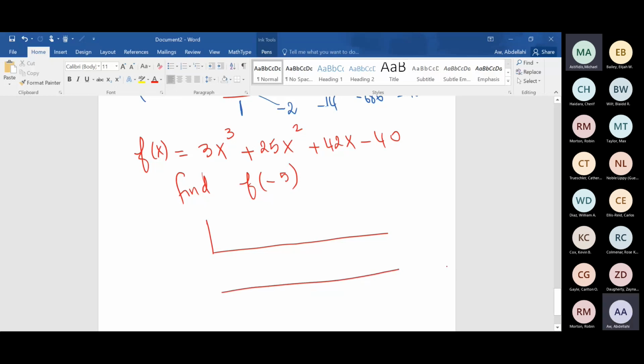So what number do you put on the left? 5 or -5? What number are you going to put here? -5. Exactly. If I want to find f of -5, I put -5 right there. Okay, go ahead. I'll give you a whole minute to do this and tell me what you got.